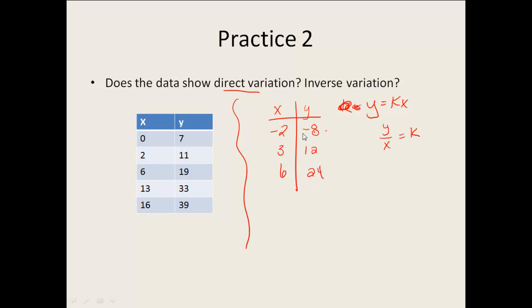So I'm going to check each pair of these numbers. Well, if I take -8 divided by -2, I get 4. If I take my next pair of numbers, 12 and 3, 12 divided by 3 gives me 4. If I take my last pair of numbers, 24 divided by 6 gives me 4. So in this situation, I got the same k for every single pair of numbers, so this one would show direct variation.